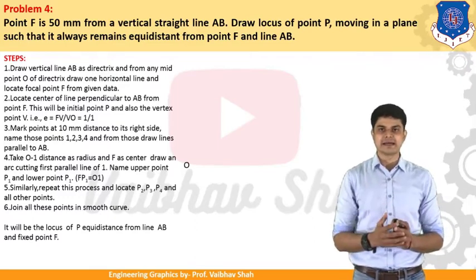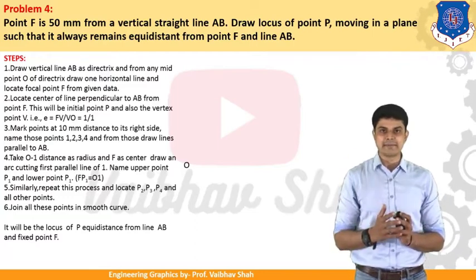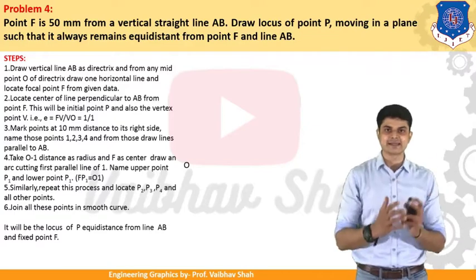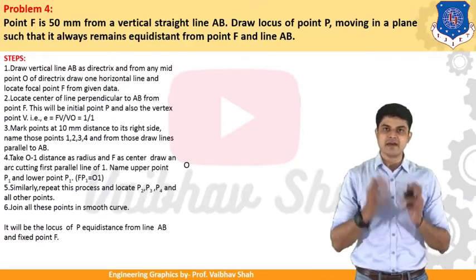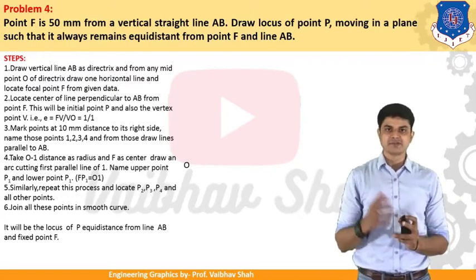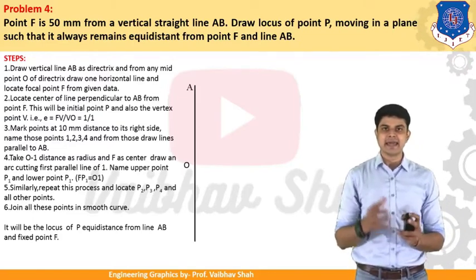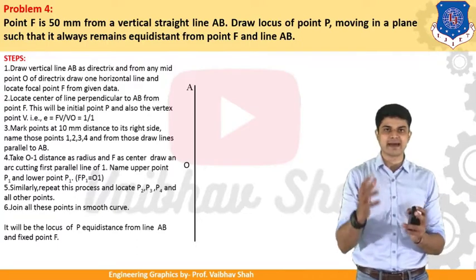So let us start the example. Here we have the focus and the vertical straight line AB, that means the directrix. So we are talking about the focus and directrix. That's why this method is known as the directrix focus method. And we will be generating the parabola by the directrix focus method. So let us first construct one vertical line, which is nothing but AB, your fixed vertical line, known as your directrix.